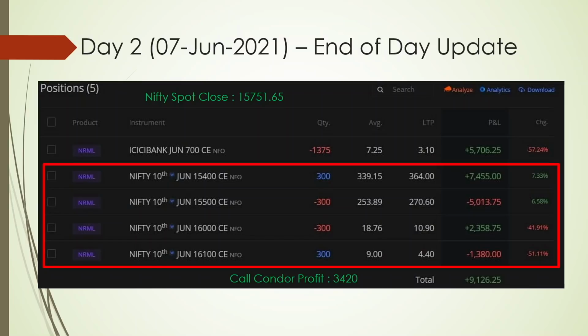Right now, the call condor is at 3,420 rupees profit, which is about 40% of the max profit achievable in this call condor, which is 7,350. So thank you very much. Let us see tomorrow's update.